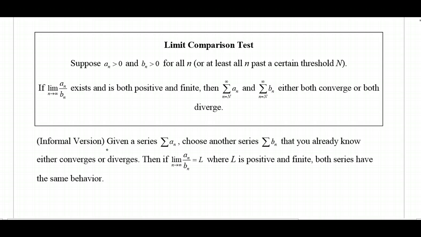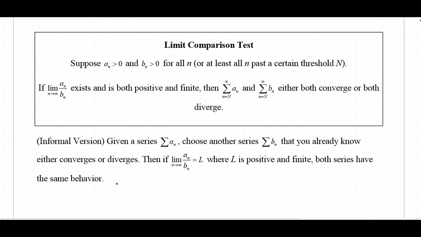So here's the informal version of the limit comparison test. Let's say we're given a series, the sum of a sub n. We choose another series, the sum of some other general term b sub n, that you already know either converges or diverges. Then we consider the limit as n approaches infinity of a sub n over b sub n, the ratio of the two general terms. And if this limit converges to any number L that is positive and finite, then both of those series have the exact same behavior.